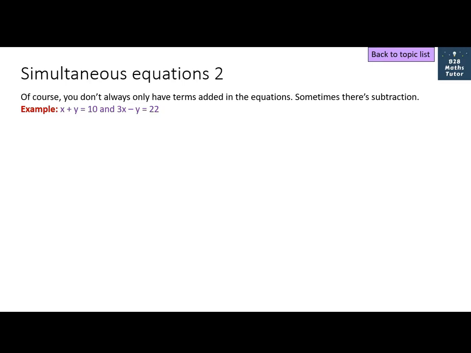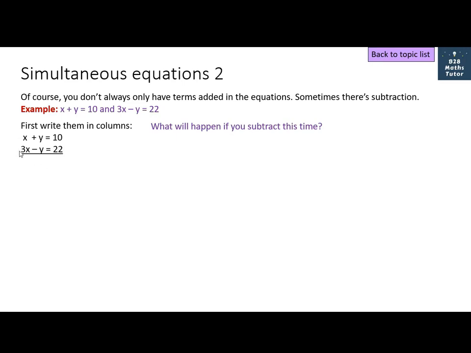So how you deal with these ones is first you write them in columns as before. So you've got your x's lining up and your y's lining up and your constants lining up. Now what would happen if you subtracted this time? We do x minus 3x is negative 2x. Y minus negative y is the same as y plus y, isn't it? So that's going to give you plus 2y. And 10 minus 22 is negative 12.